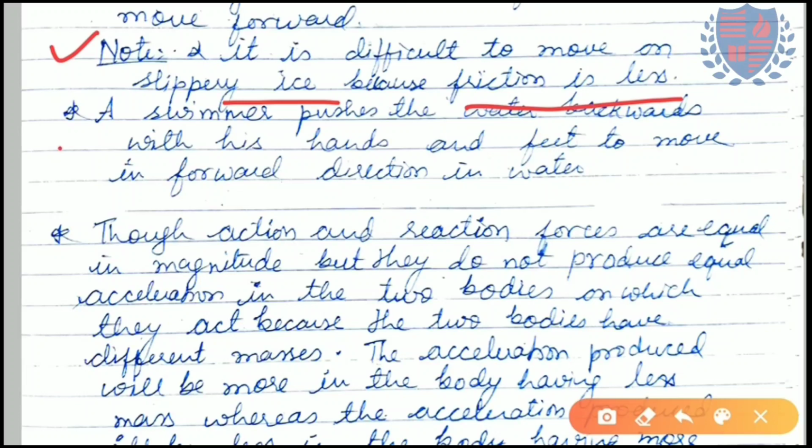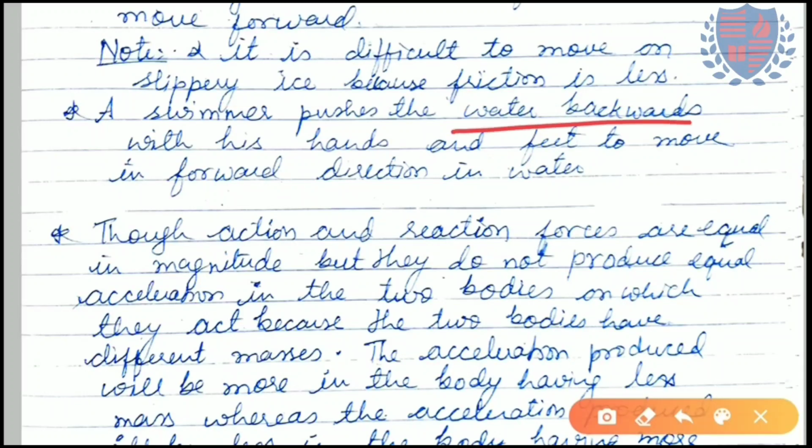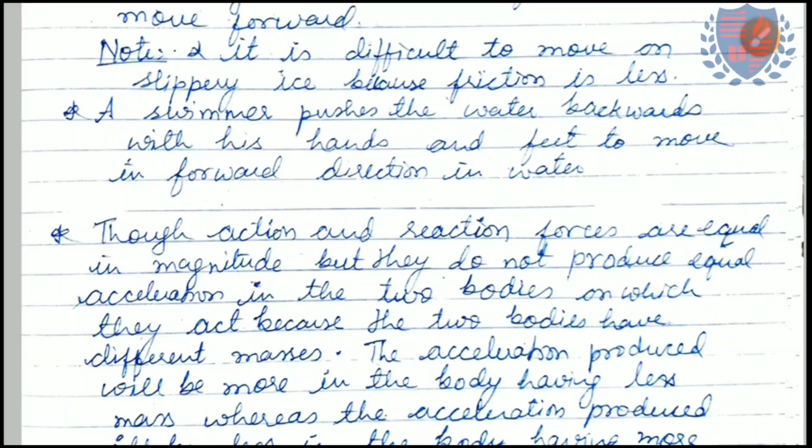Now the second case is, a swimmer pushes the water backward with his hands and feet to move in the forward direction in water. When the swimmer pushes the water backward, in return the water pushes the swimmer forward. So as a result, the swimmer is able to move forward.